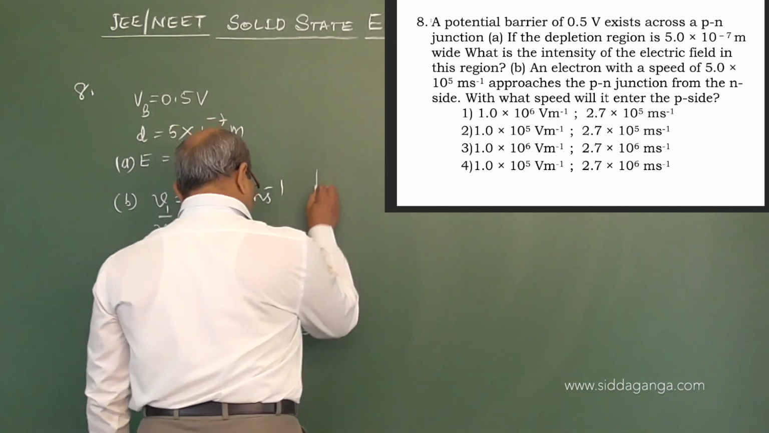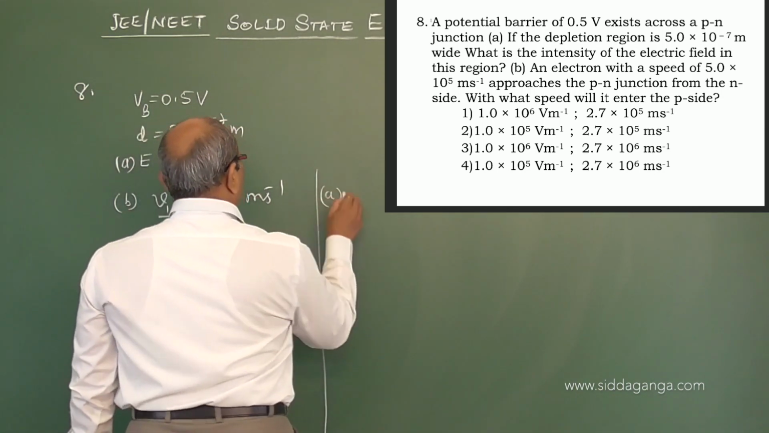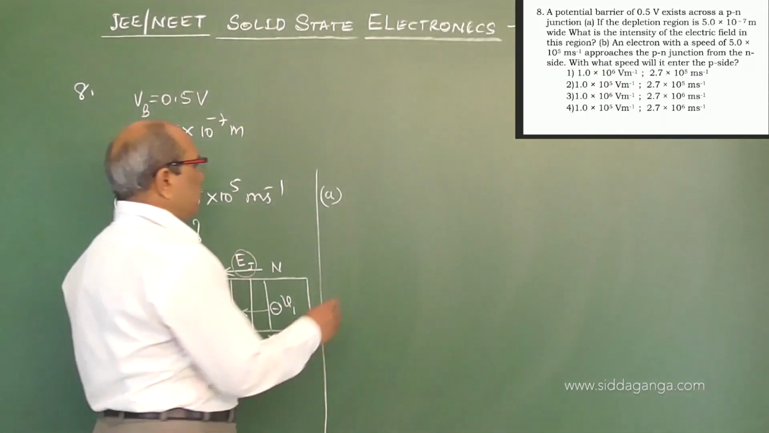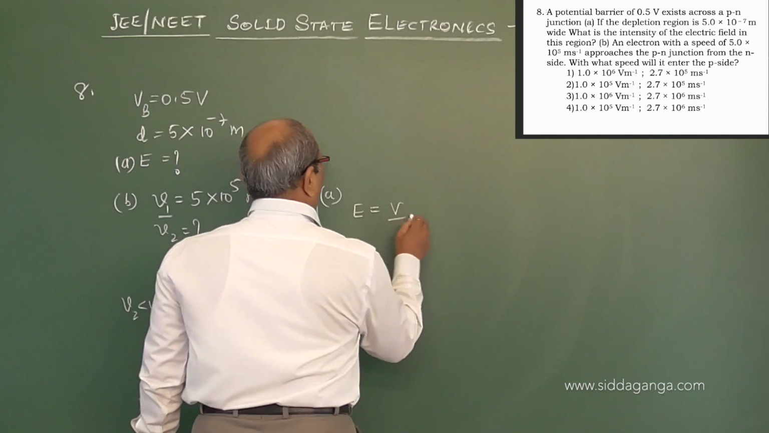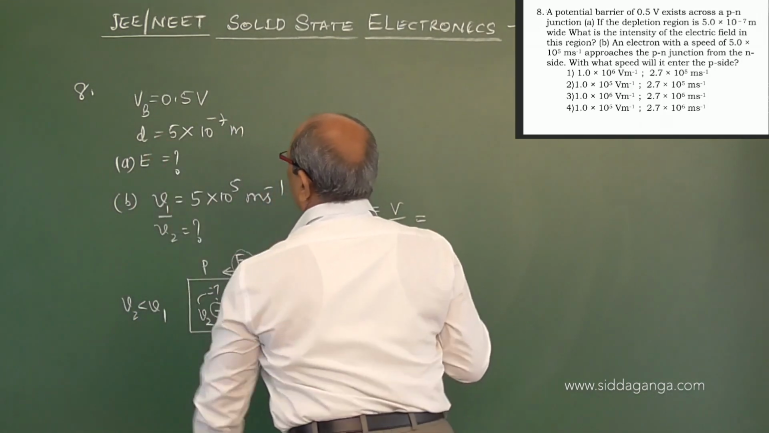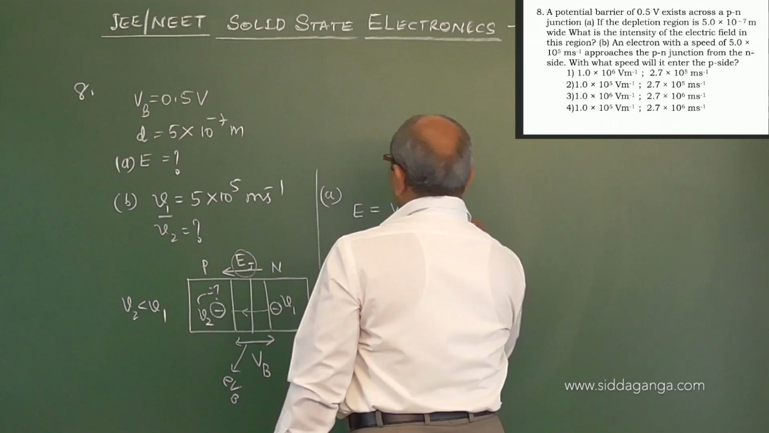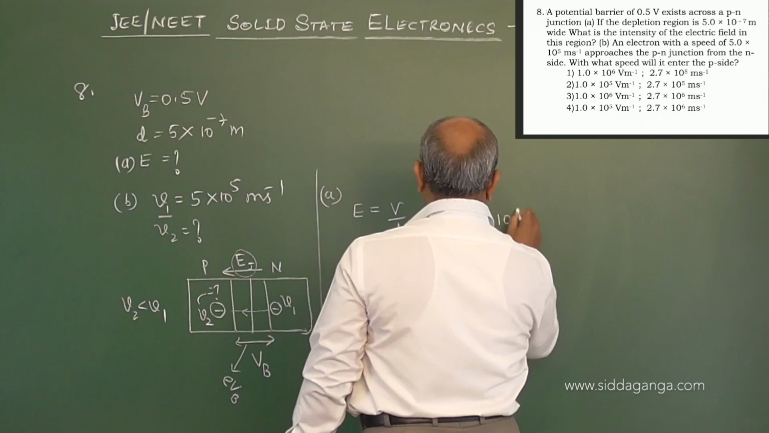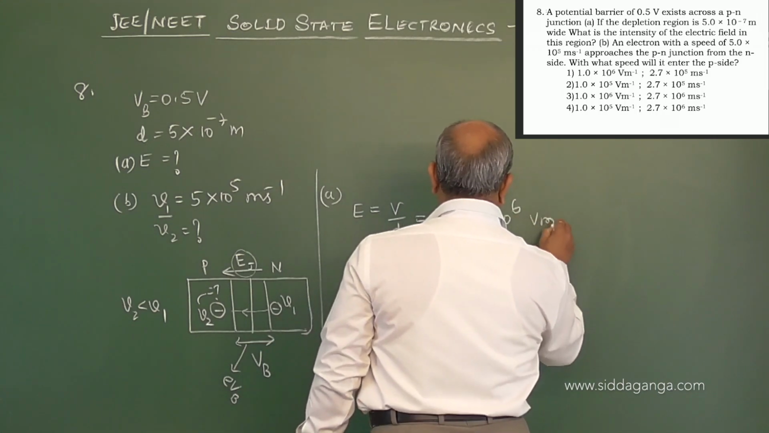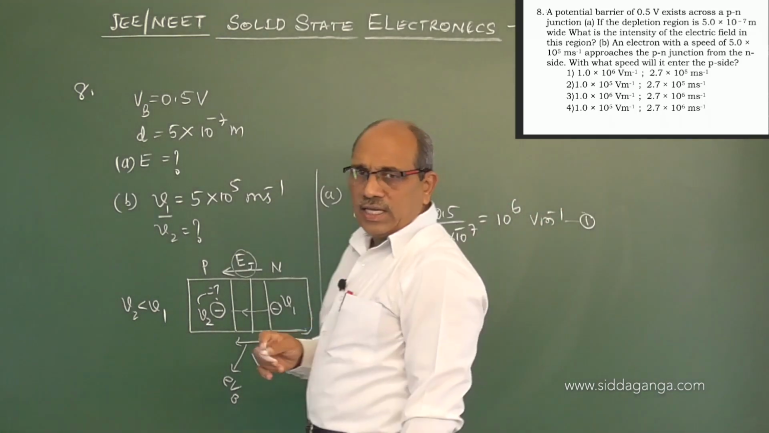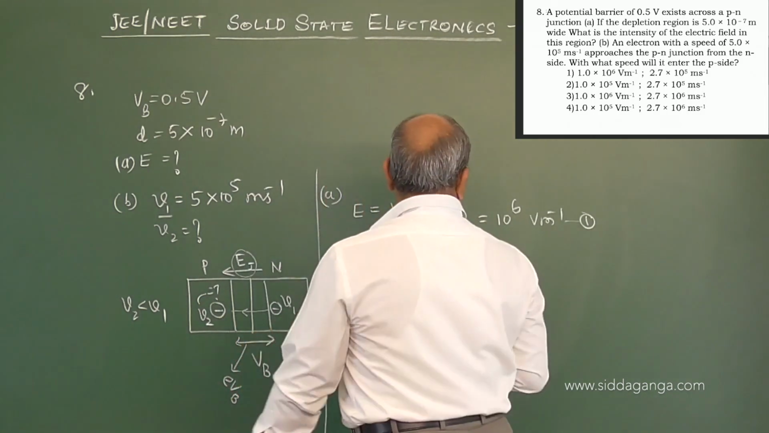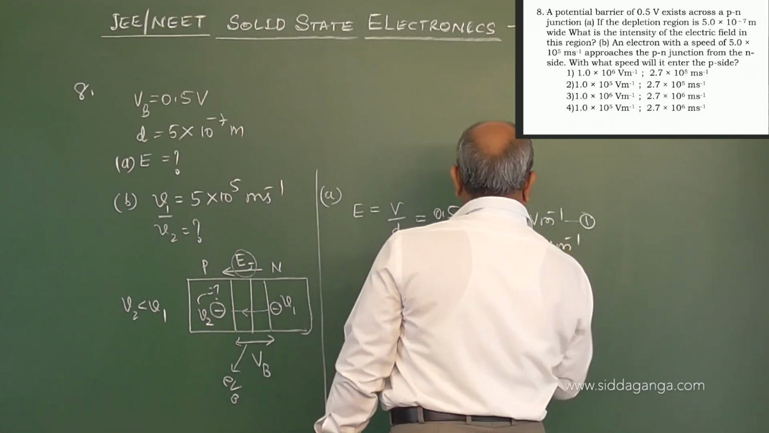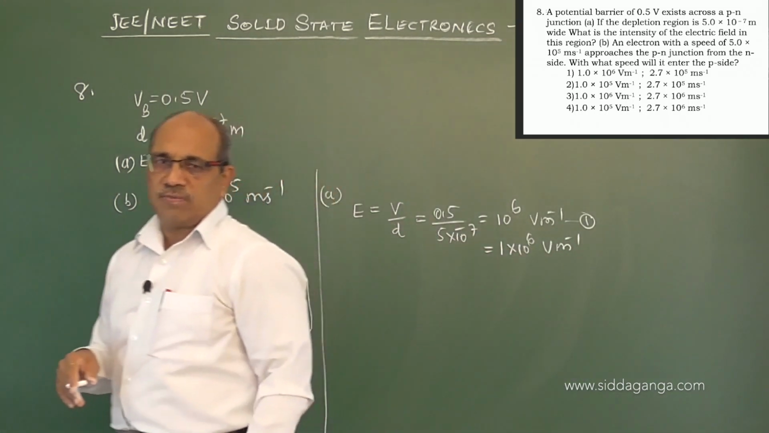The electron should cross the junction and come over to the other side. For this, in the first part, the depletion layer thickness is given and the potential barrier is given, so the electric field of the region can be estimated: E equals V by D. Directly, V is 0.5 divided by D, which is 5 into 10 power minus 7, and this becomes 10 power 6 volt per meter. So the answer for A is 1 into 10 power 6 volt per meter.